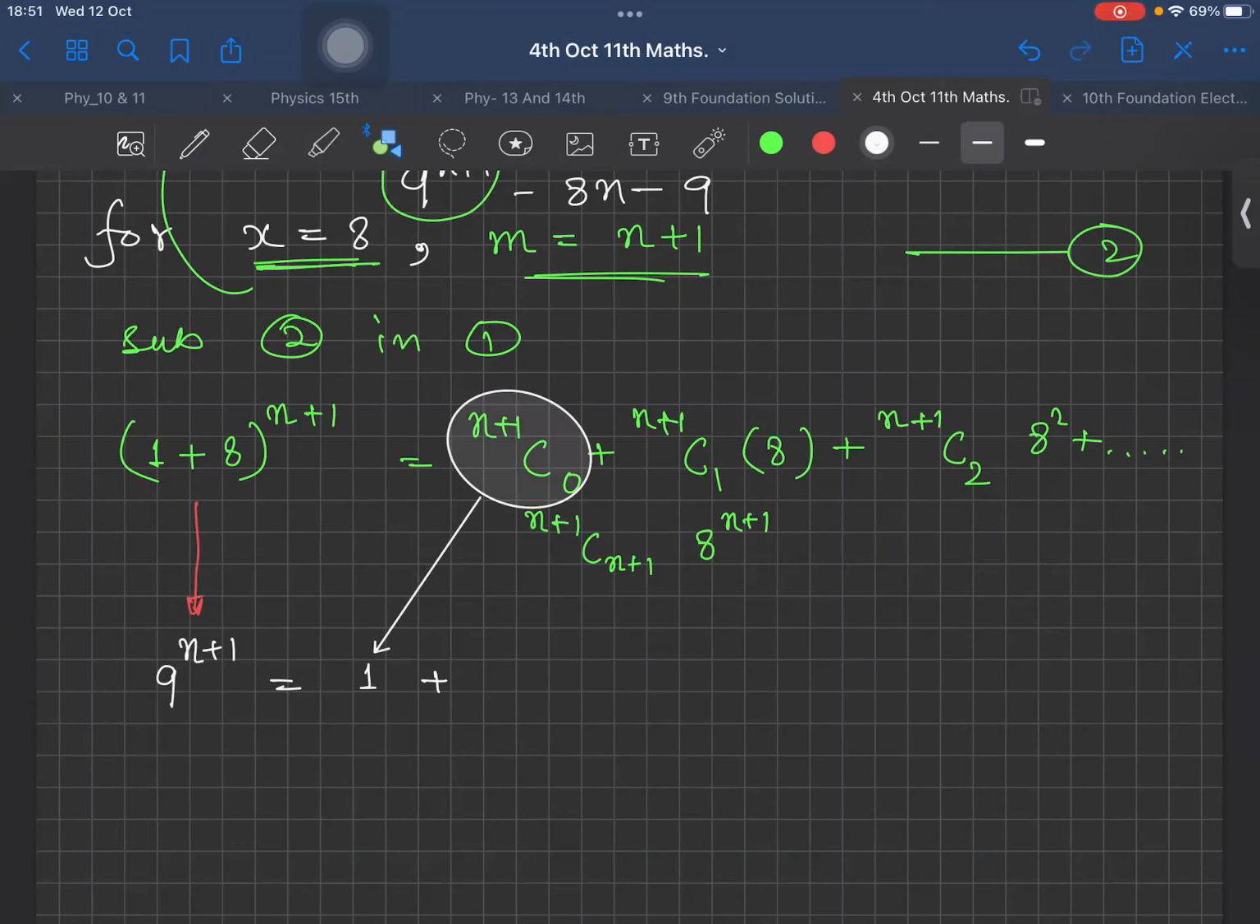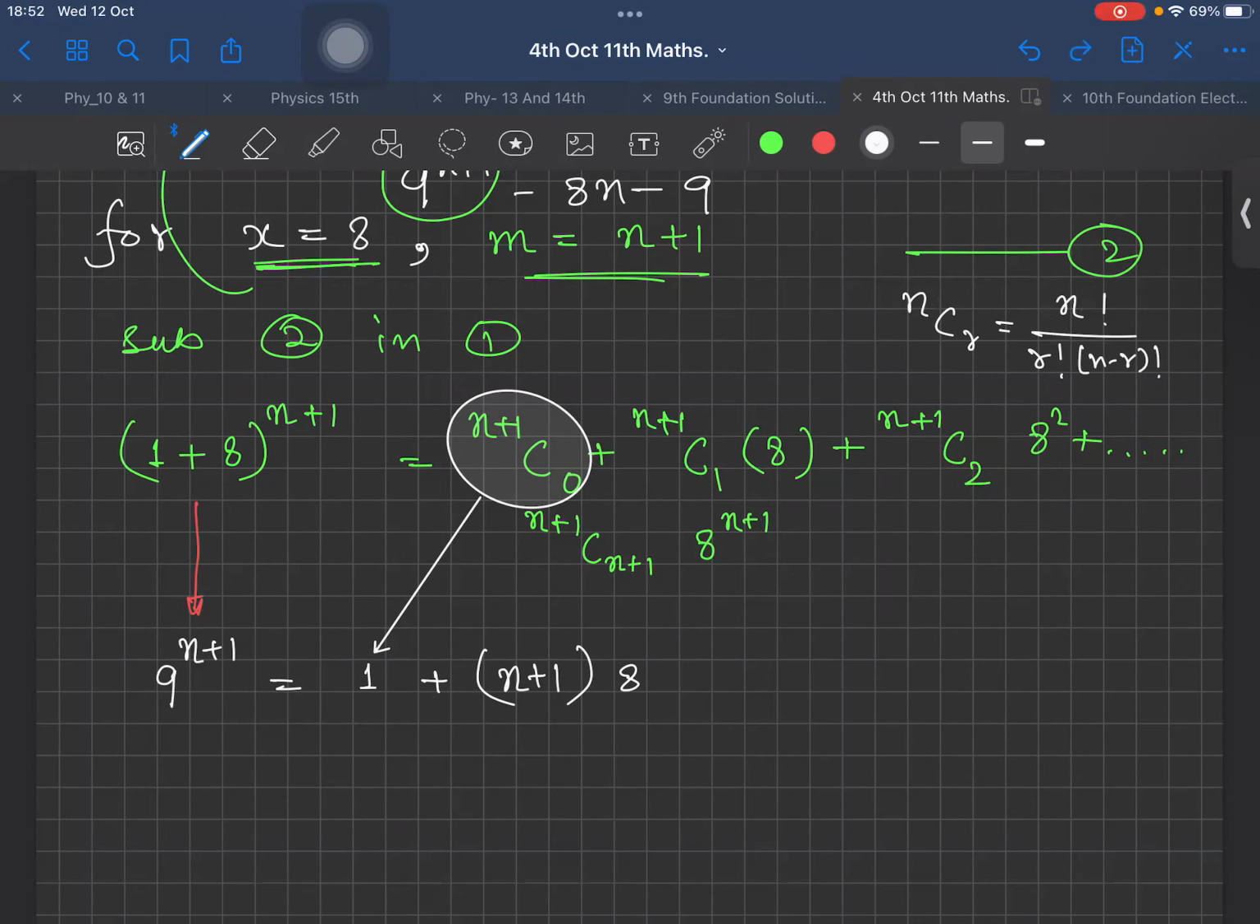Fine. Now after this, plus n plus 1 C1 will be how much? It will be n plus 1. Yes, sir. Okay, you have to do that. You cannot remember everything. NCR is equal to n factorial upon r factorial into n minus r factorial. And if you add 1, you just add 1 everywhere. That's it. Okay, got it?